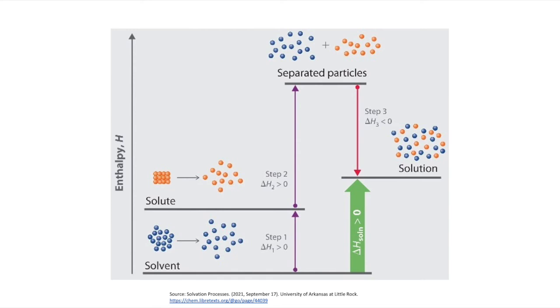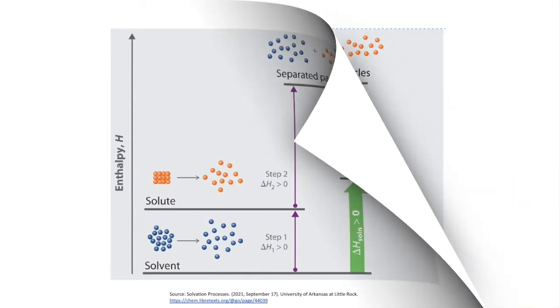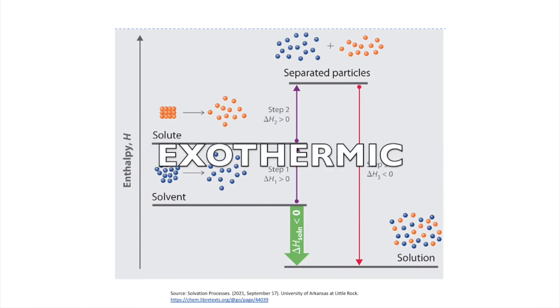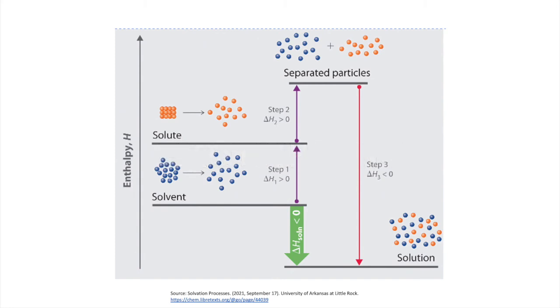All those H's, the delta H's, those actually relate to a concept called enthalpy, which is closely related to heat, and we're going to be talking about that in a future lesson. But still, this all has to do with energy. Now, if the energy absorbed during the endothermic steps is less than the energy released during the exothermic step, the solvation will be exothermic, and we can see an example of this in this diagram.